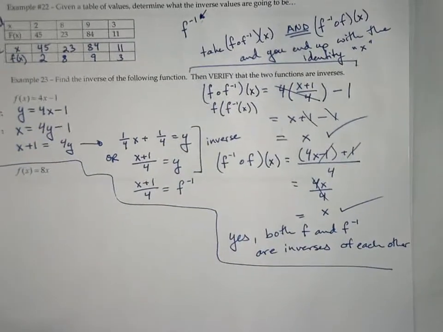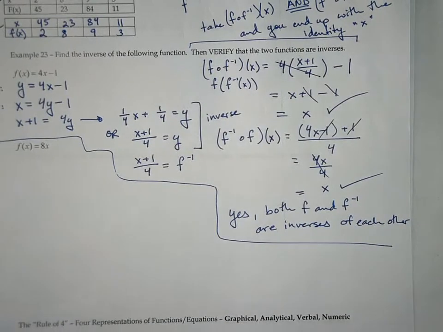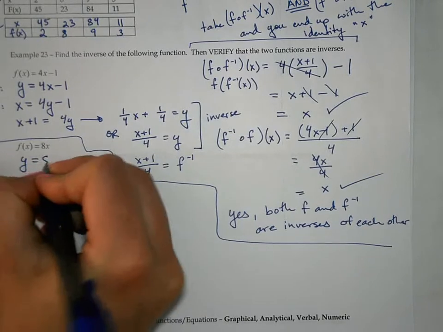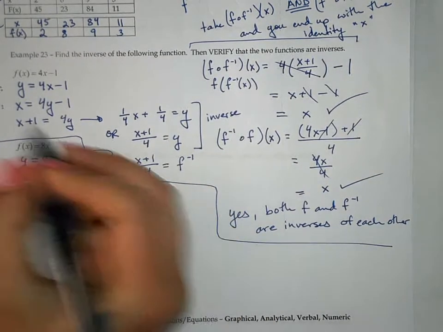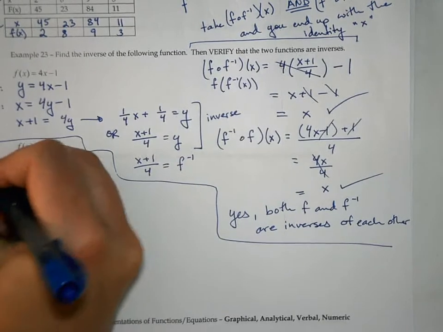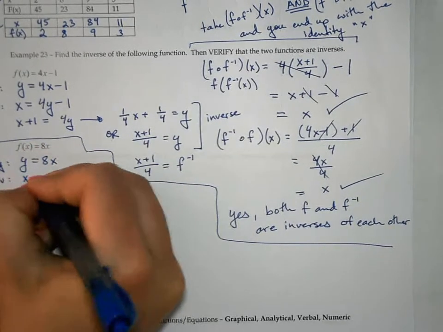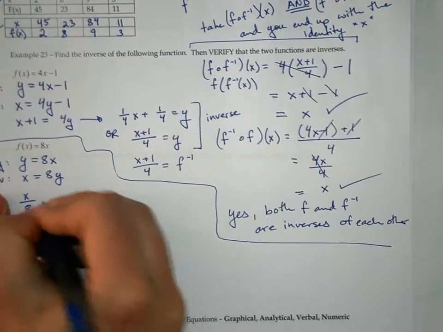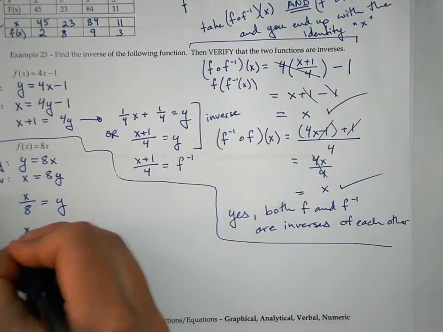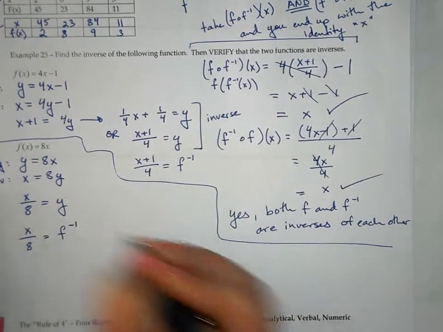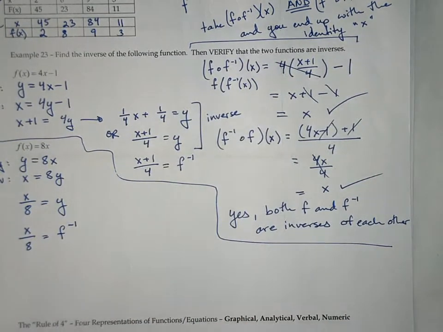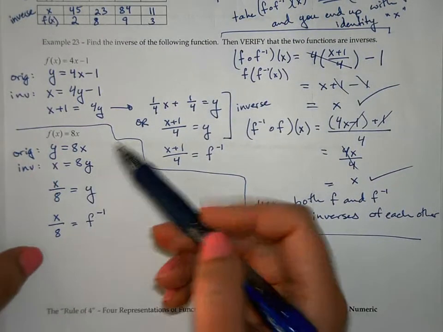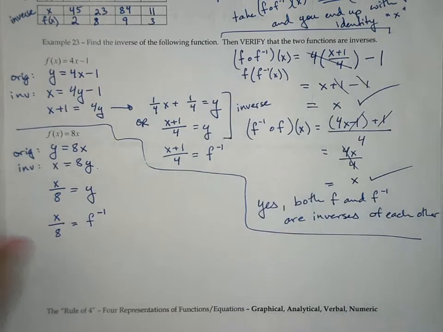For our second example, we're going to do the exact same process. This is the original. We say y equals 8x. To get the inverse, we'll say x equals 8y. Solve for this. X over 8 equals y, or x over 8 equals f inverse. Okay. Again, it becomes an inverse as soon as you swap the x and the y. So this is still an original, this is the inverse here.